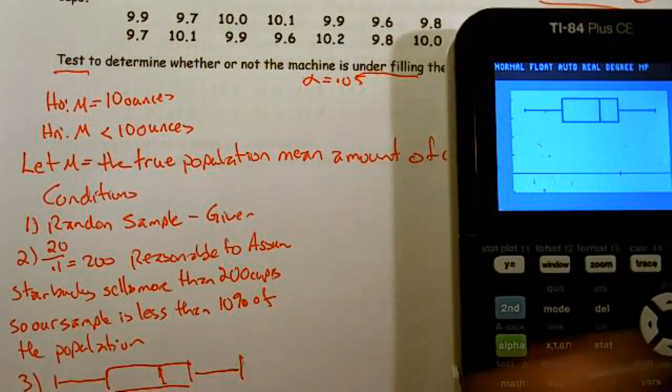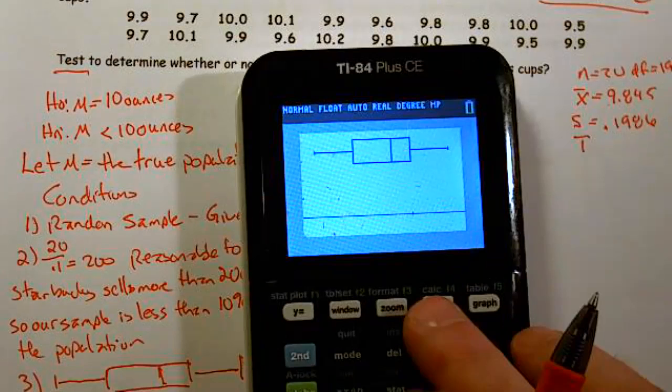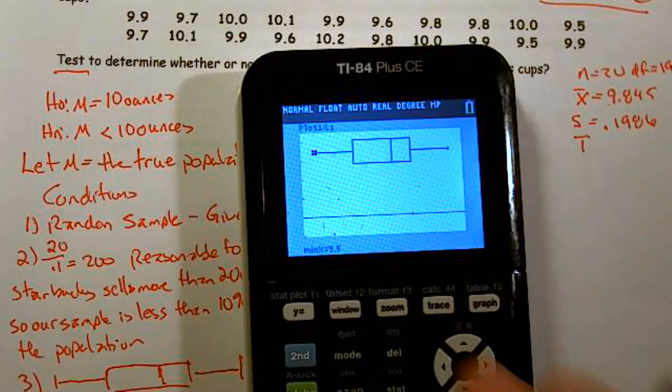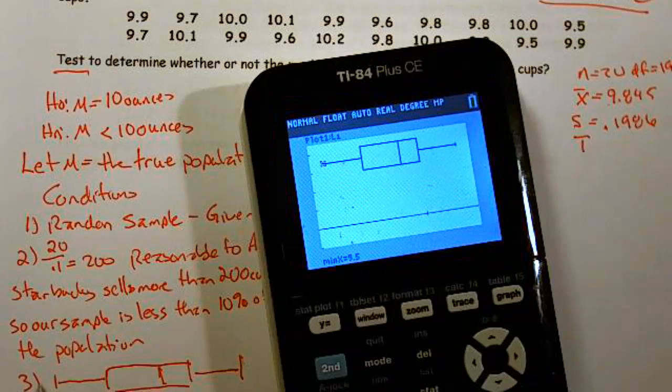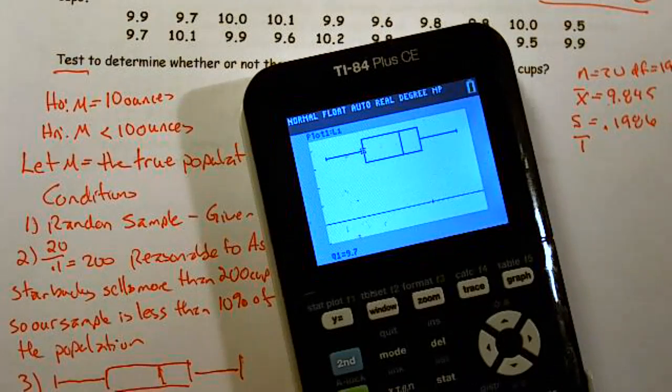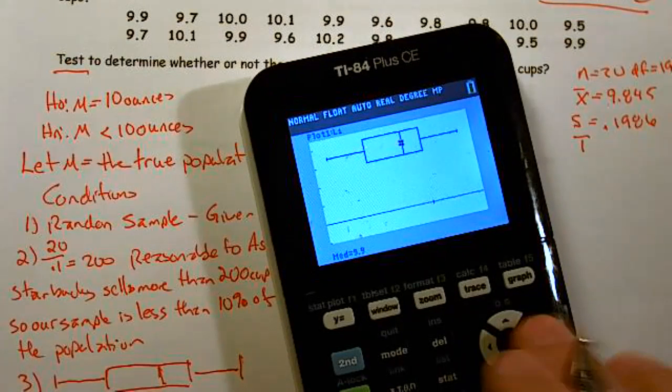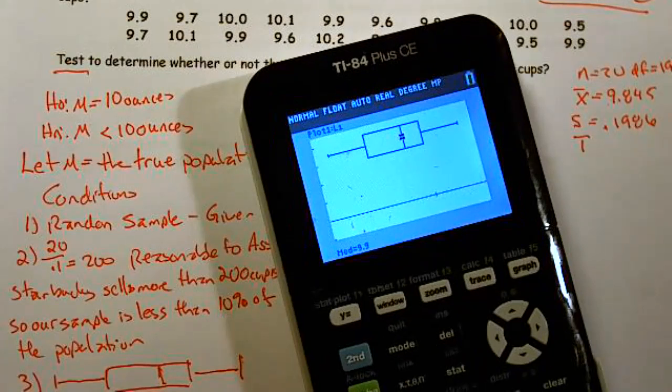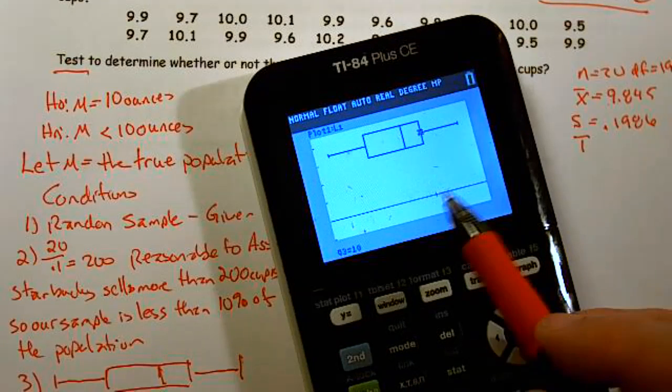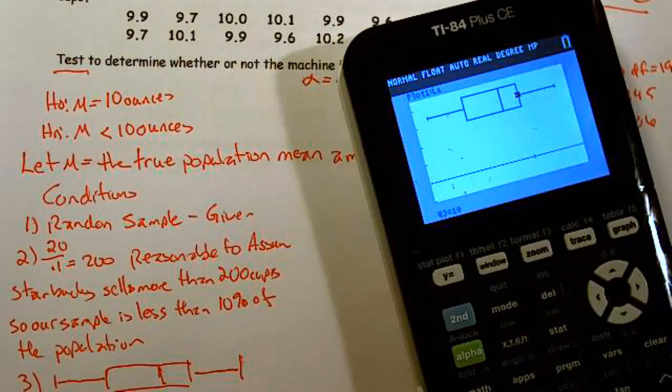And I know it's not truly precise. Then I use my trace feature, and I get a minimum of 9.5. The next value is 9.7. The median value is 9.9. This is the 10 ounces. And now this is how much we were supposed to be selling, 10 ounces.